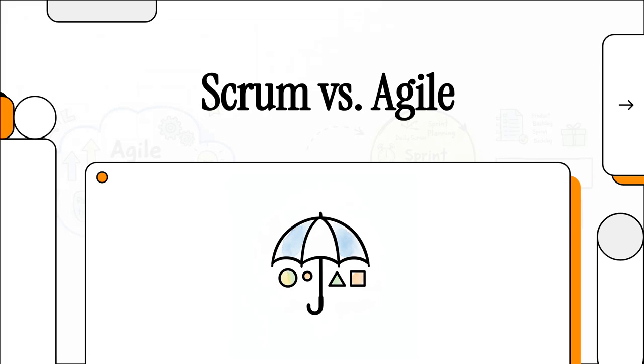Scrum, Agile. You hear these words thrown around all the time, right? Especially in the tech world. They sound kind of similar, and honestly, a lot of people use them like they're the same thing. But here's the thing, they're not. Not at all. And getting the difference is actually the key to understanding how pretty much everything is built today. So let's unpack these buzzwords.